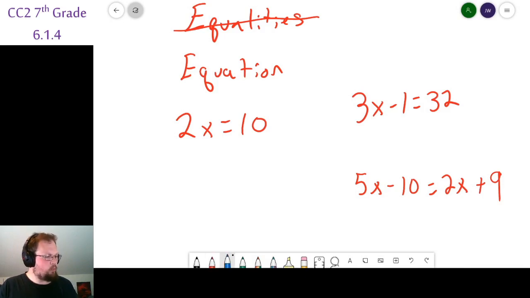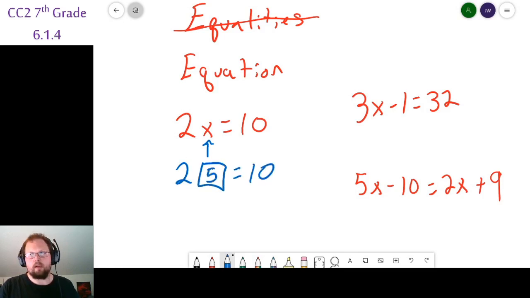So if I ask you what x value makes this true, you're asking yourself, 2 times what makes 10? Well, the only what that seems to make sense for that is 5. You're not going to use 12. You're not going to use 30. 2 times 5 is 10. So in this case, my answer is x equals 5.